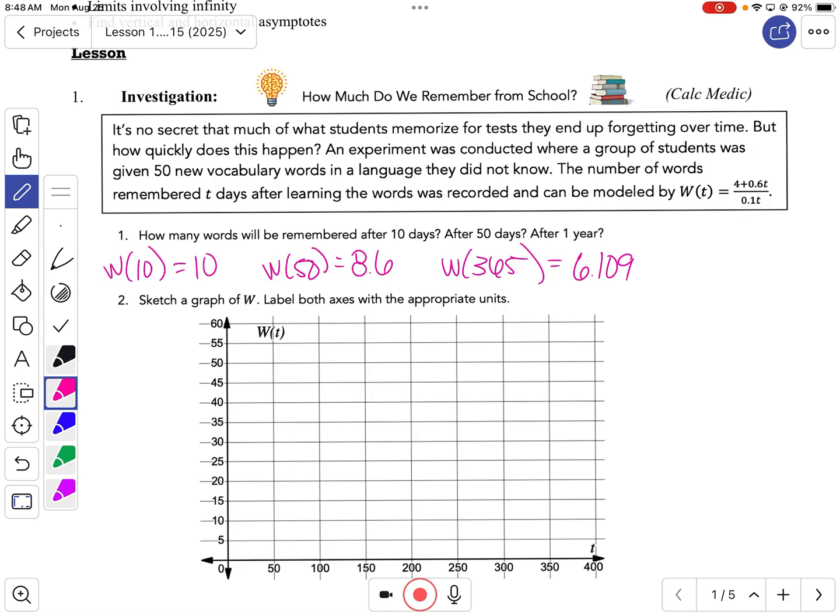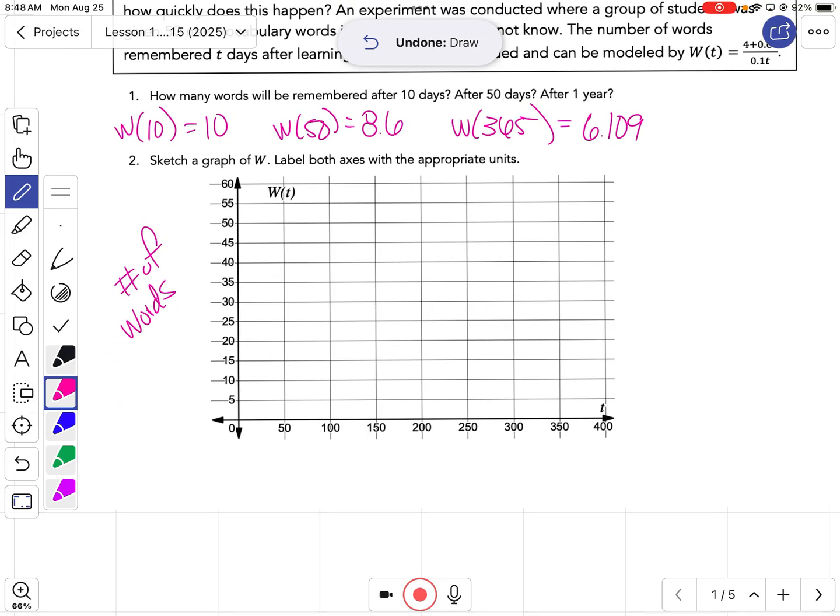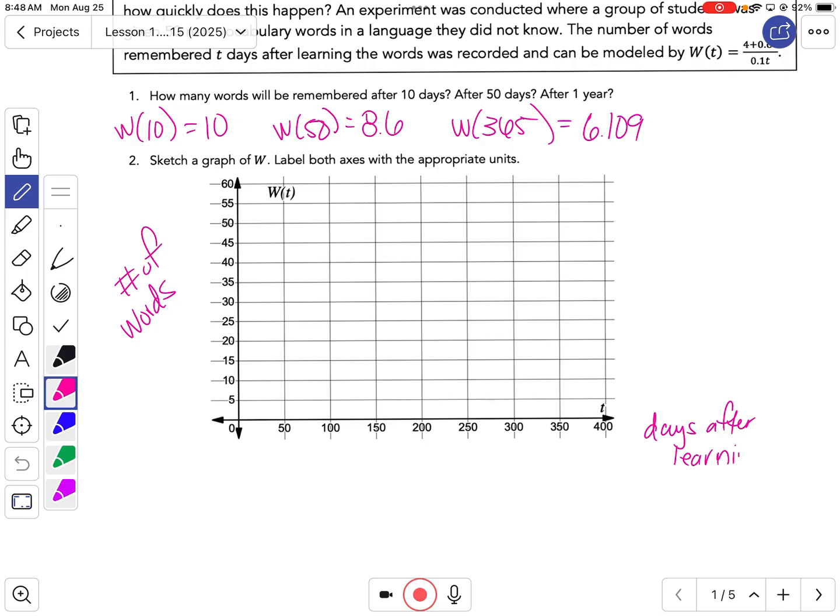Okay. So then it asks you to sketch a graph. So we've got number of words over here. I don't know why there's two S's on words, but apparently there are. And then these would be our days after learning. And what does it kind of look like when we graph it? We got 10, 10, 50, 8.6. And then these are just the points that we have over here that we got 365, 6.19. So maybe something like that.